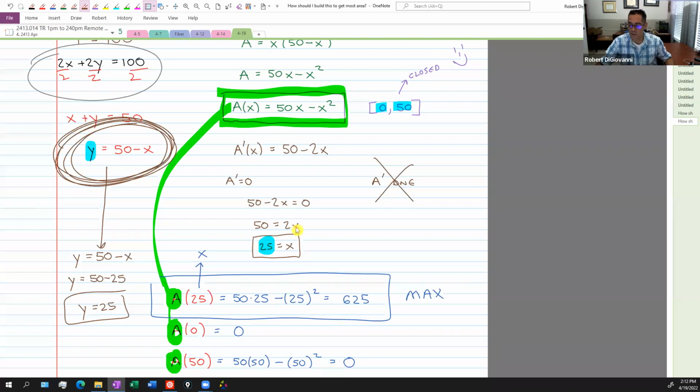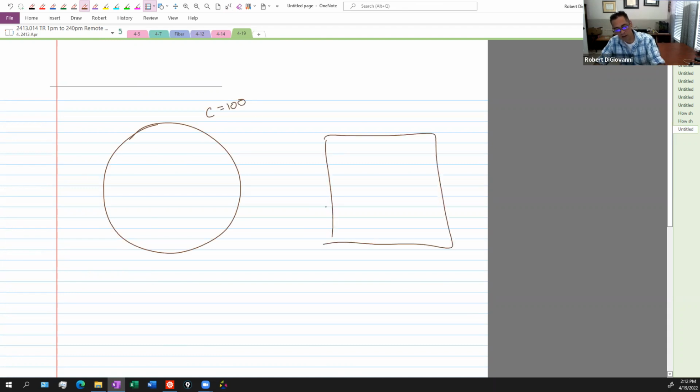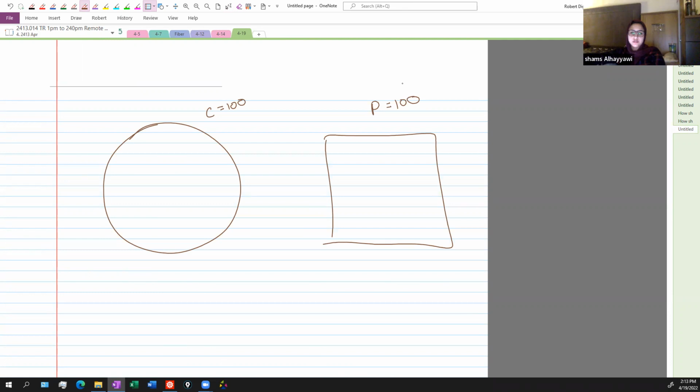Here's a question we're not going to be able to answer yet because we still have more to do, but here's a question for you. What do you think gives you better area? Taking a circle that has a circumference of 100 or taking a square that has a perimeter of 100? Which one of those do you think gives you more area? They both have the same distance around them. What do you think's better, a circle or a square? Square. You think it's a square?